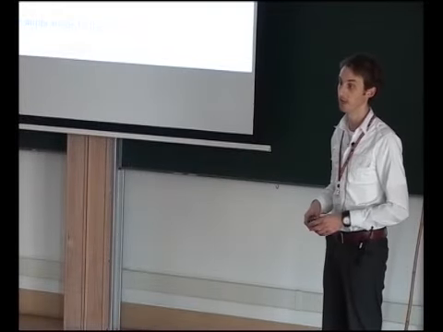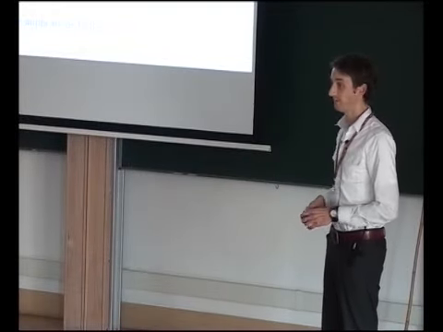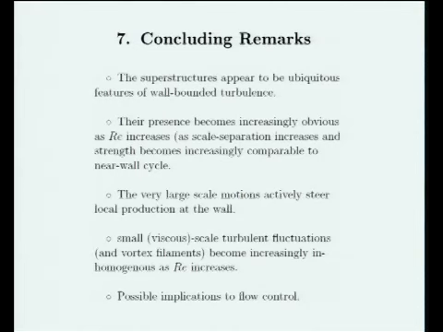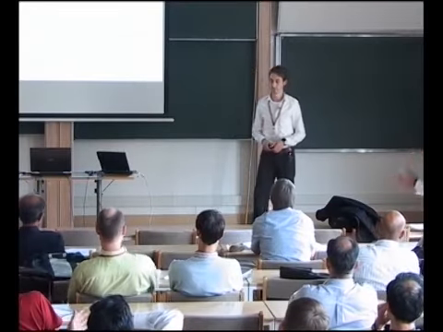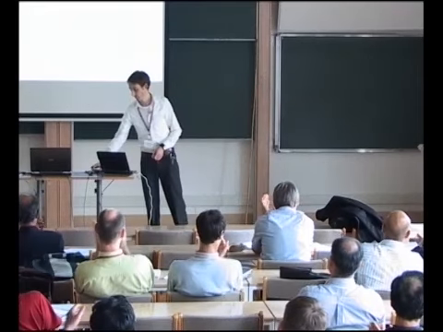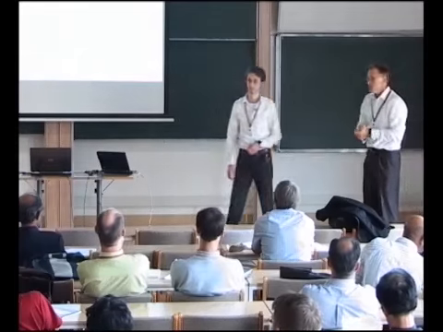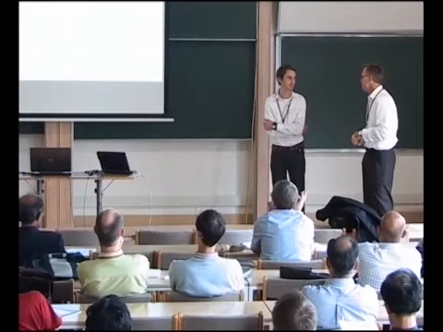Their presence becomes increasingly noticeable as Reynolds number increases, not only as we get increasing scale separation, but also as the magnitude of those large-scale fluctuations becomes increasingly comparable to that near-wall cycle. These large-scale motions seem to actively steer the local production at the wall, intensifying or weakening the near-wall cycle in their footprint, and that leads to increasingly inhomogeneous distributions of small scales near the wall as Reynolds number increases. And the final point here is more just blind hope, I guess, that maybe these large-scale structures could have some implication to flow control strategies in the future. Okay.